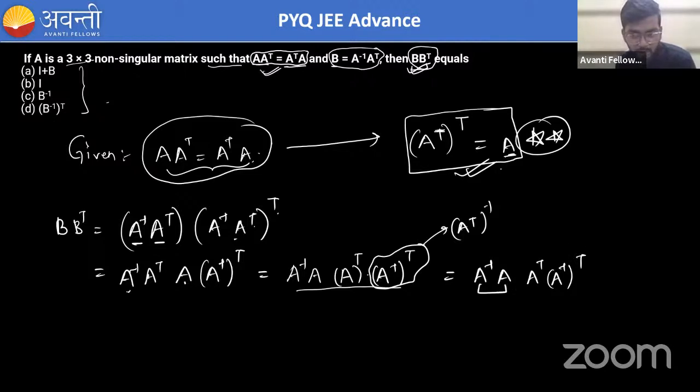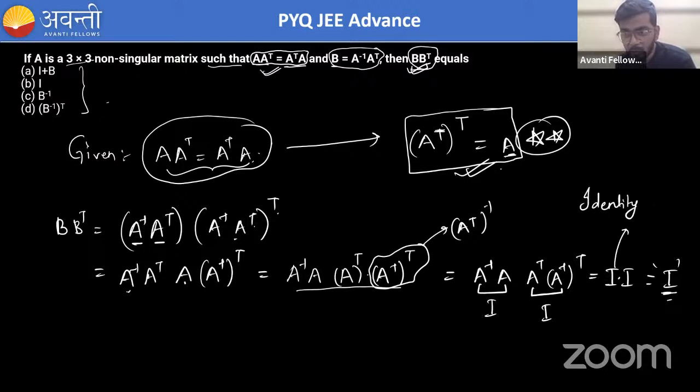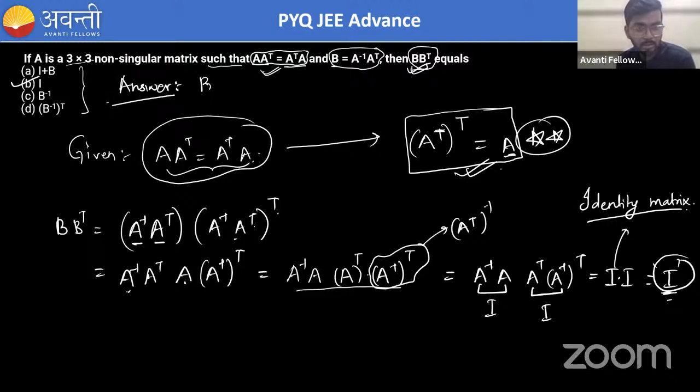So we know that A inverse A is I. And then again this A transpose into A inverse will be I. So this will result in I into I, and we know that multiplication of identity matrices is I. You know I, right? I is an identity matrix. So we got the value as I, and you can see there is an option also. Option B is the correct answer. So the answer to this question is option B, which is given as I.